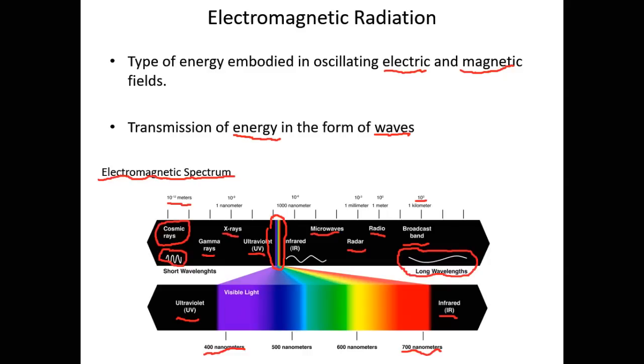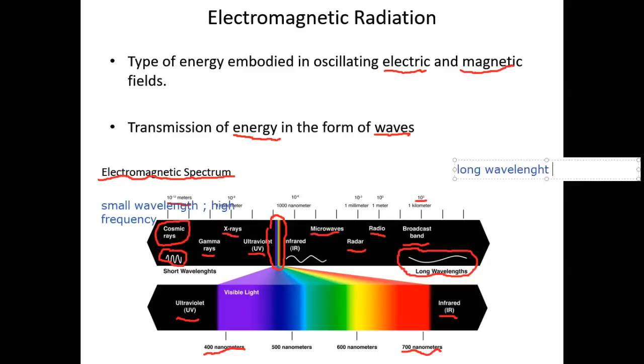So here we have small wavelength and high frequency on this end. On this end, we have long wavelength and low frequency. So TV waves, radio waves, they're not very energetic waves. Very low frequency, that's why they don't cause much disruption.